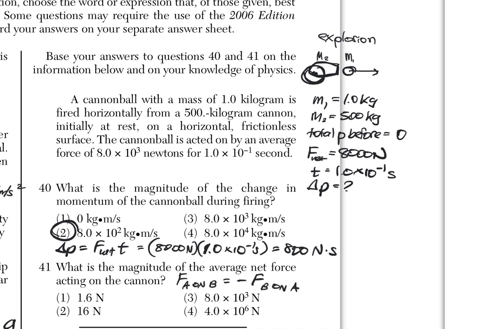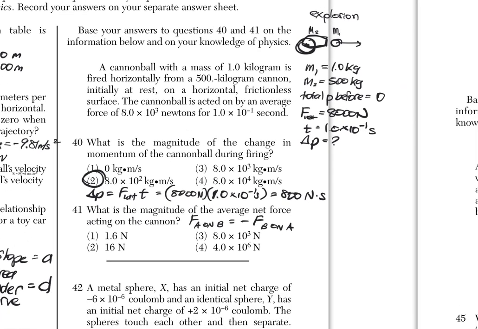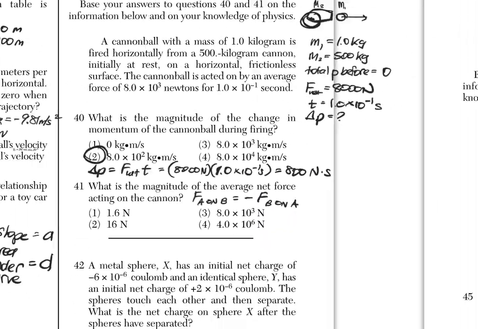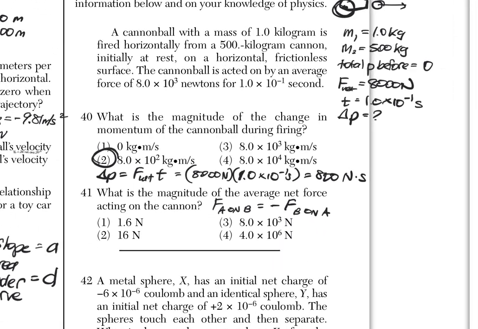there's 8,000 newtons on the cannon too. And the cannon weighs way more than the cannonball, so the cannonball accelerates way more than the cannon does, but the cannon still moves because there's the same amount of force on it because of Newton's third law. All right, so we have 8,000 newtons on both of them. That is choice 3.